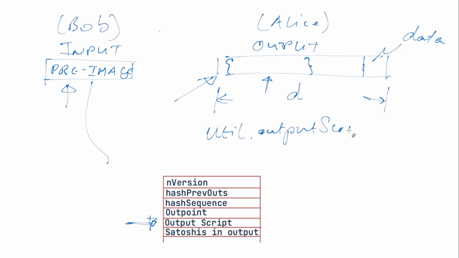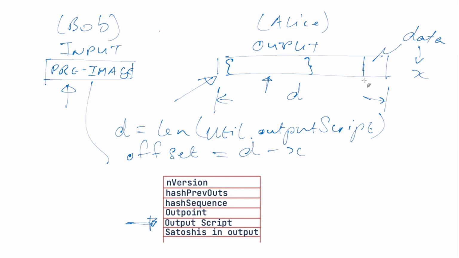I don't actually know if these variable names are correct, but we can get the output script like this. And if we then take the length of the output script, this will give us this number D, or the variable D that we were talking about. Now we already know what we want the size of the data to be, right? So that basically gives us the ability now, because we determine what the size of the data here is going to be, like this is going to be X. Then we can calculate D minus X to determine the offset where we want to read the data from.